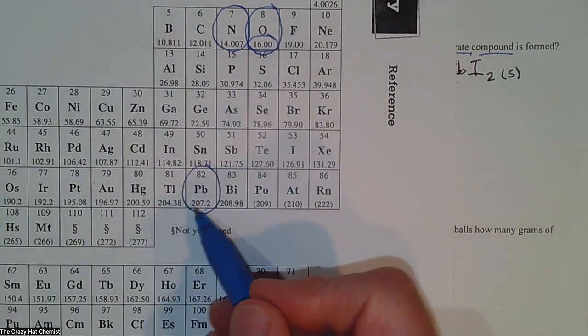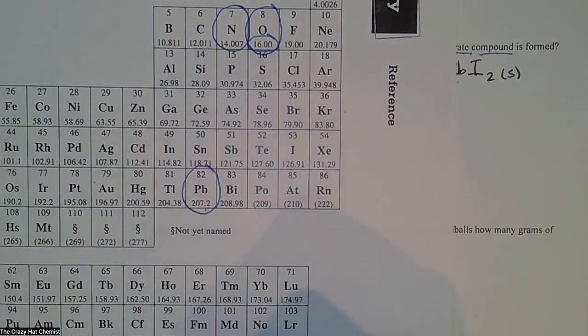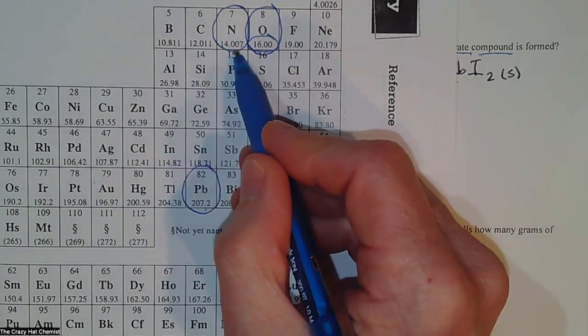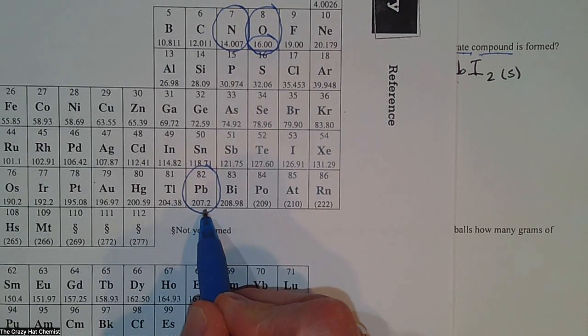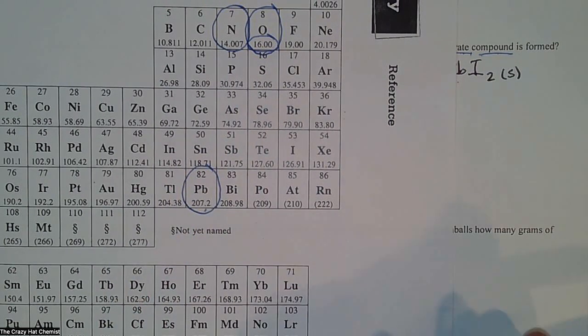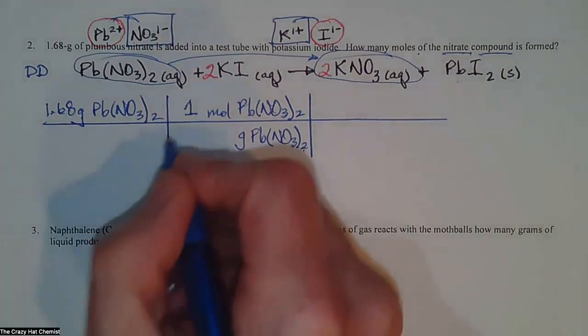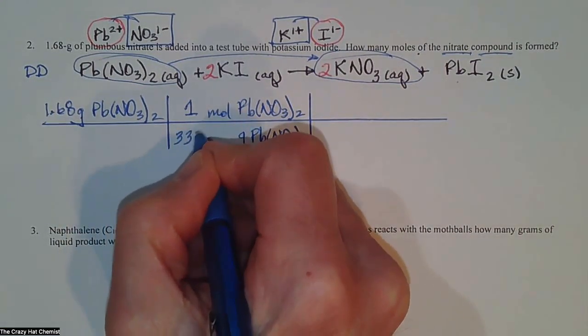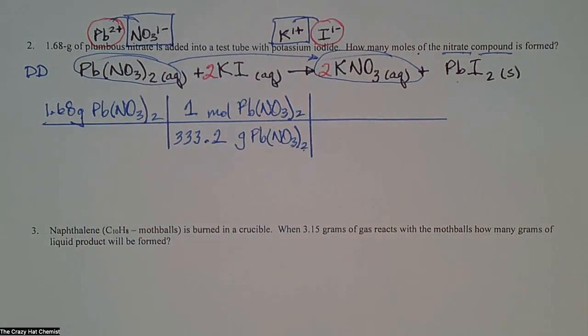Okay, and then I add up all those values, and then I round it to the fewest number of decimal places. Nitrogen has 3, oxygen has 2, lead has 1. So the fewest number of decimal places is with the lead. So our molar mass rounded correctly is going to have 1 decimal place. So it's going to be 333.2 grams.